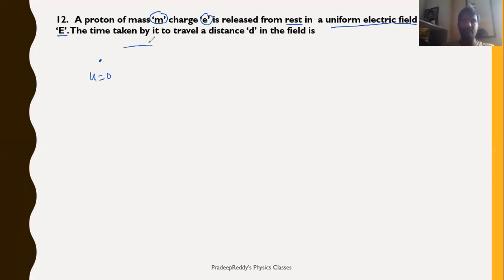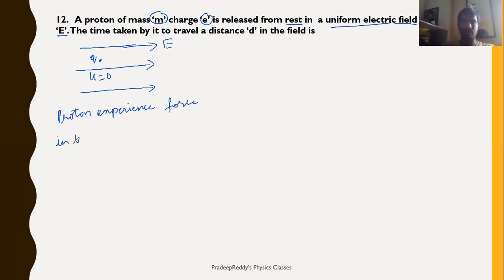Let me take electric field is in this particular direction. Now, when you are placing this proton of charge q in uniform electric field, then this charge will experience a force in the direction of electric field. Proton experience force in the direction of electric field E with magnitude F is equal to Q into E.